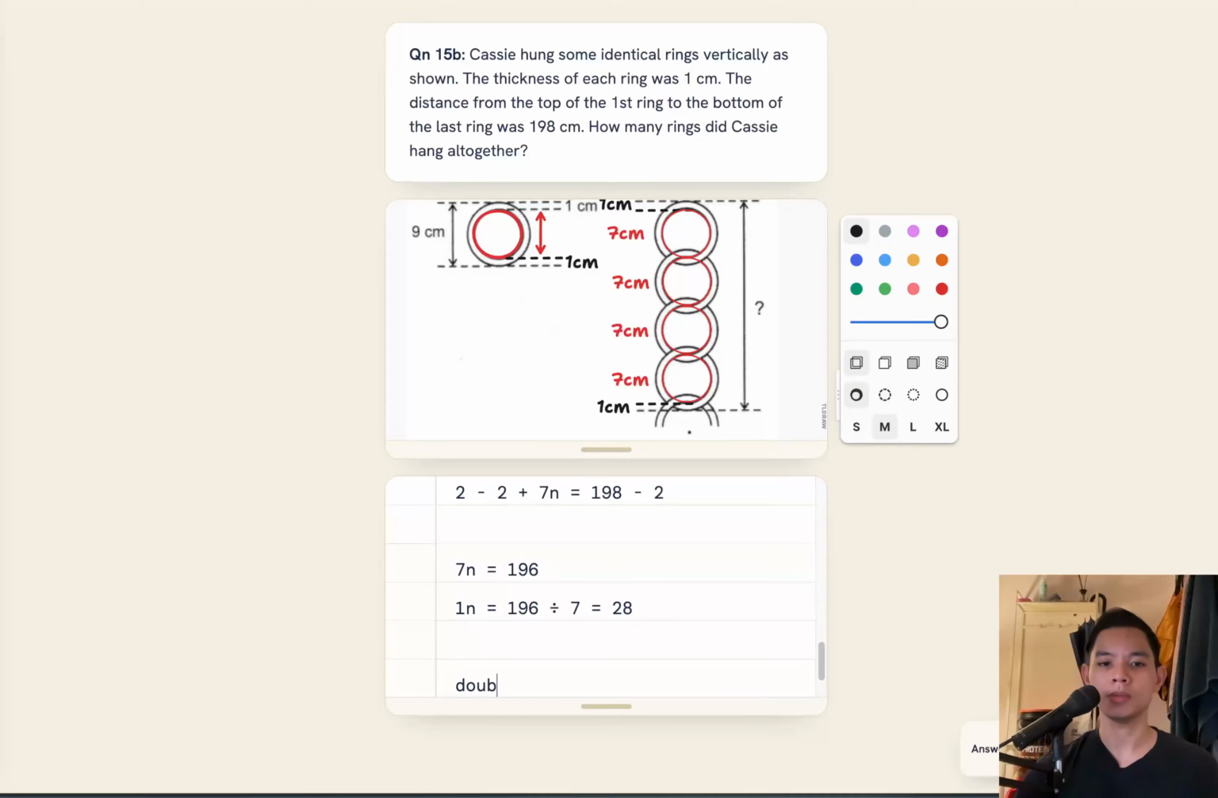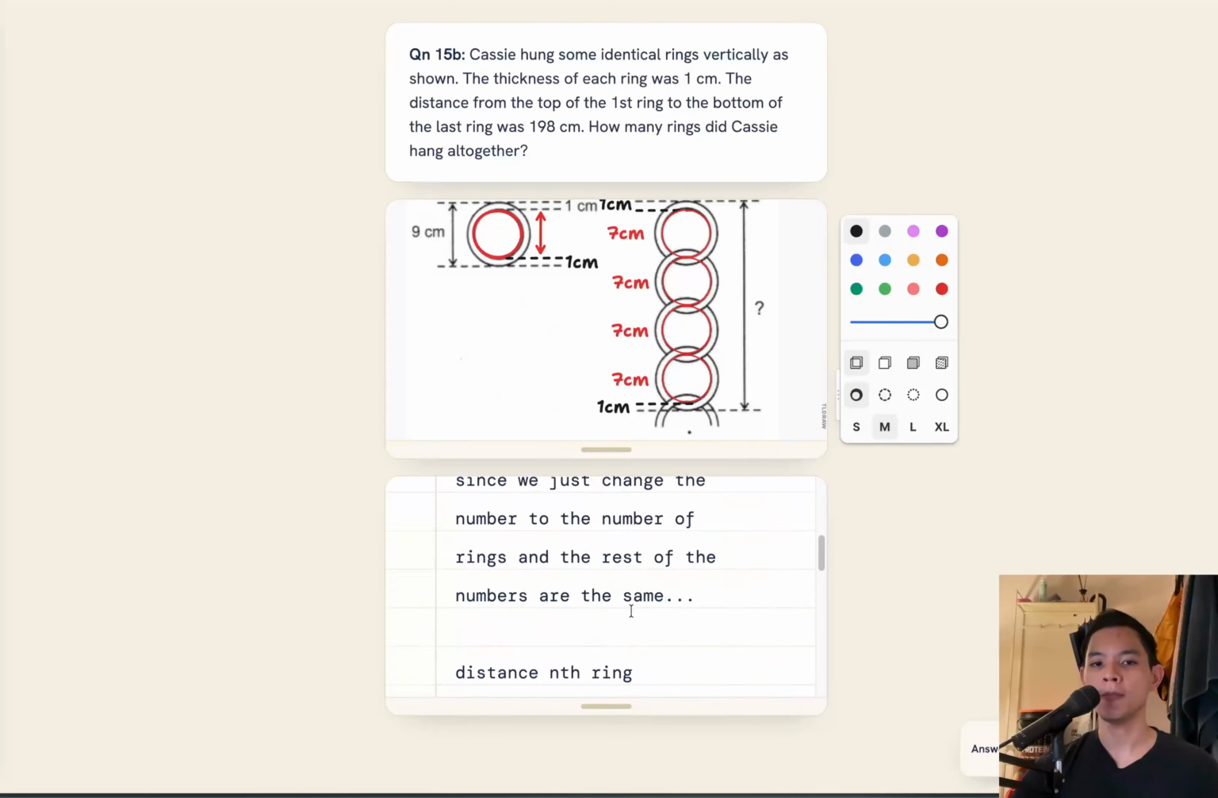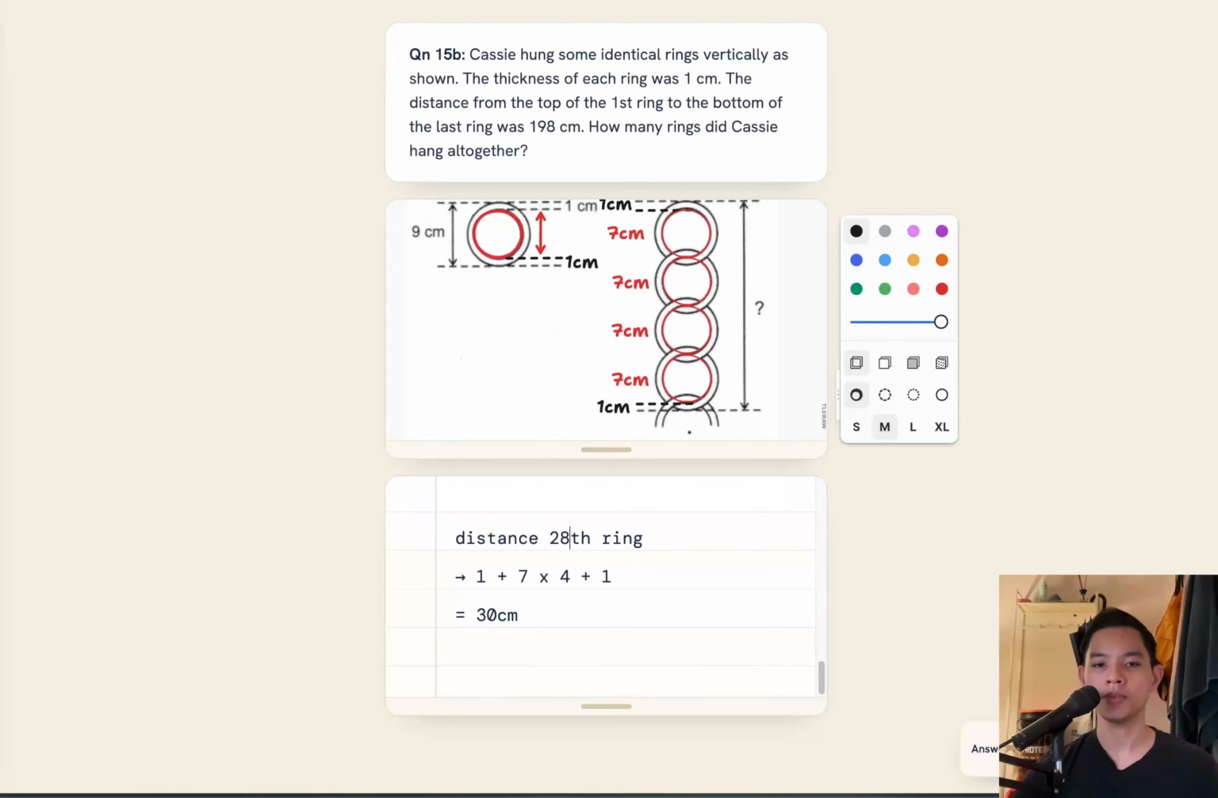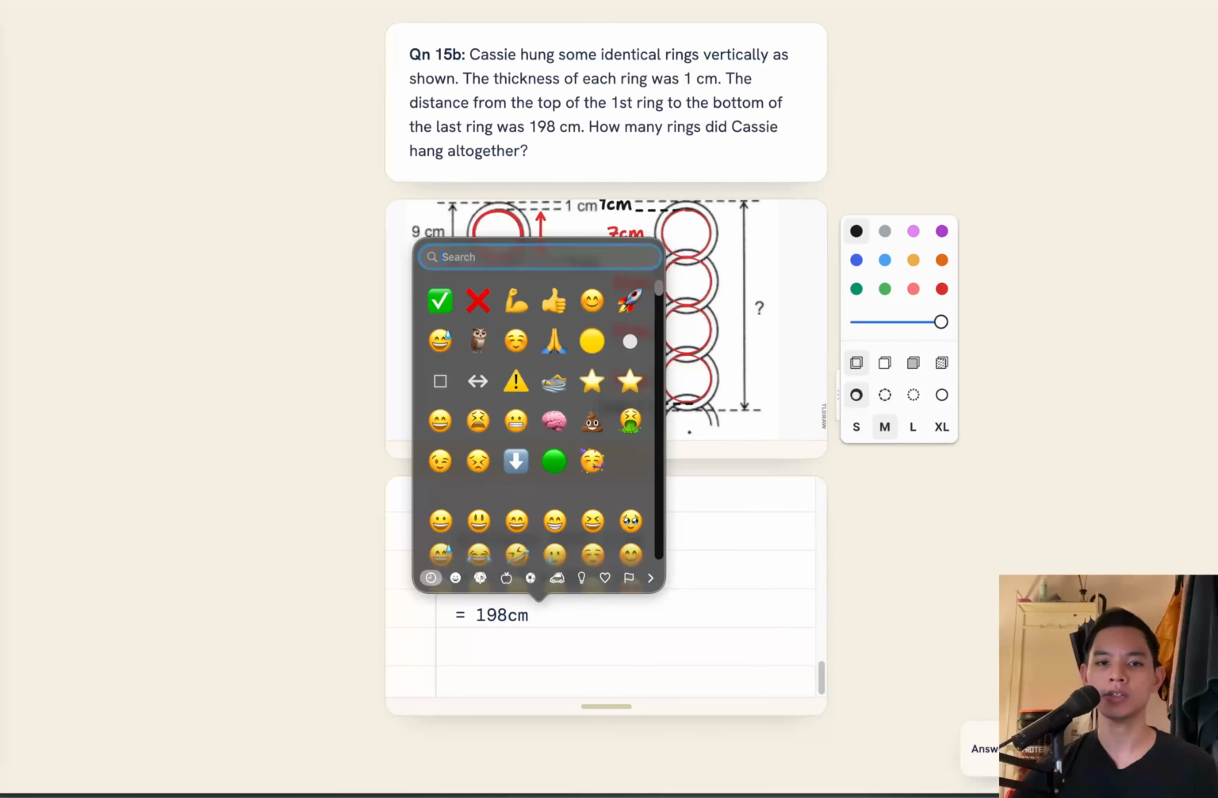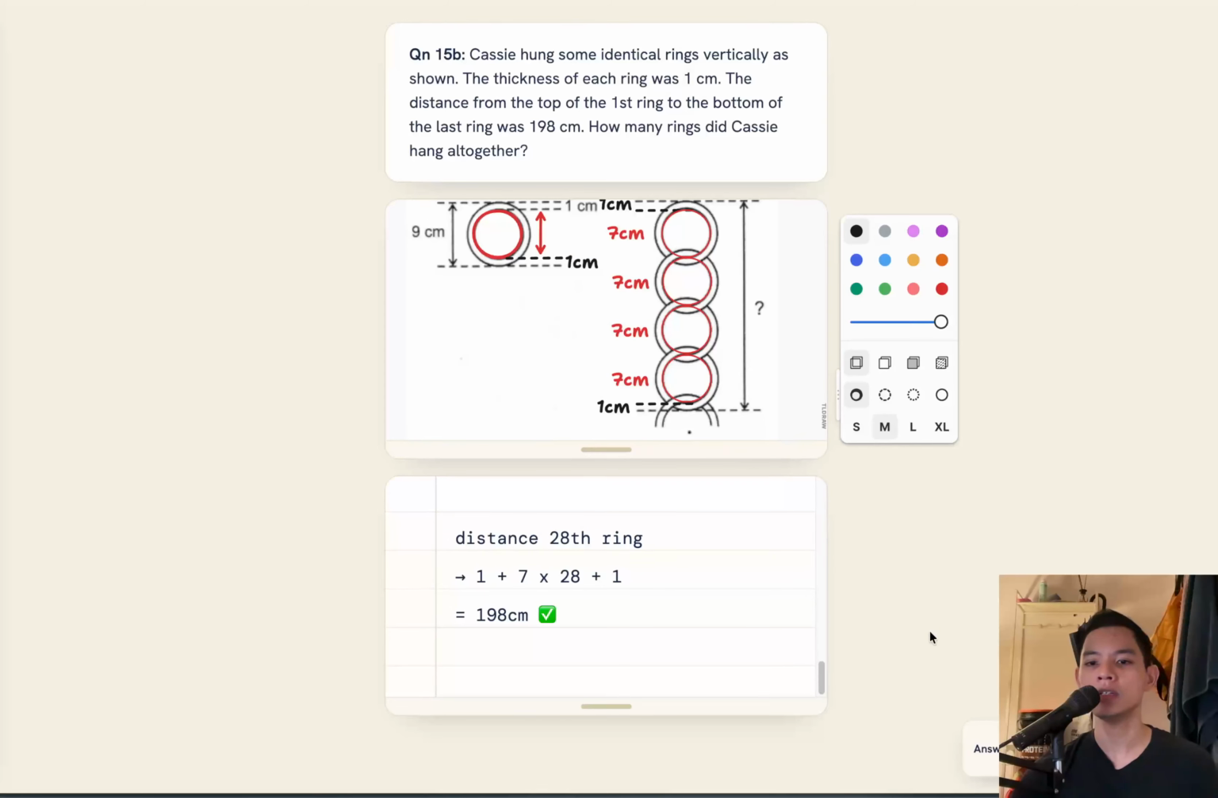To double check, we can just put in the distance of the 28th ring, which will be 1 plus 7 times 28 plus 1. And this will be 198 centimeters, which means this is correct. There you go. So that's the answer, 28.